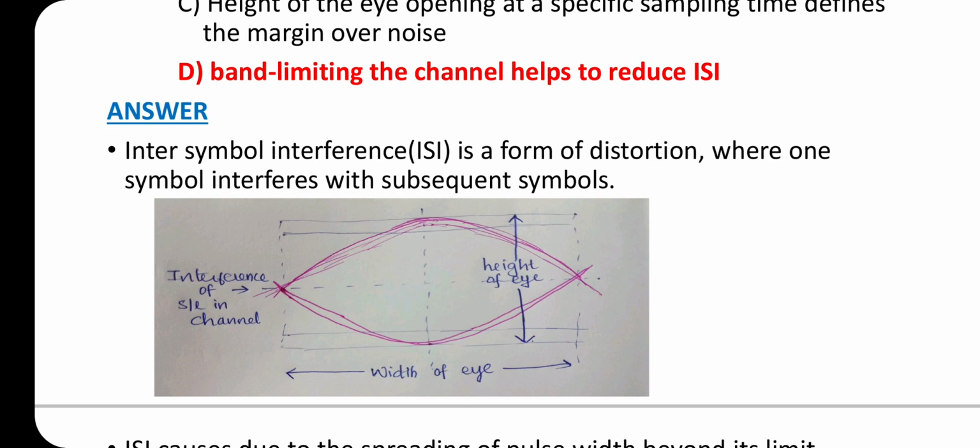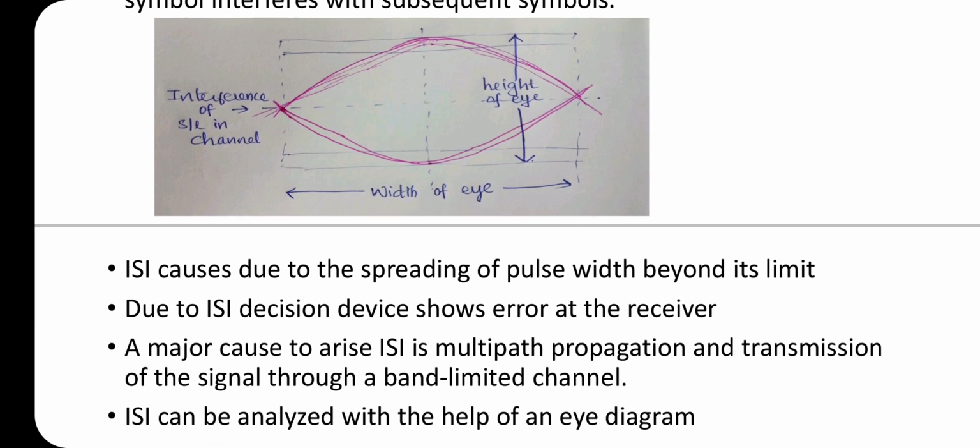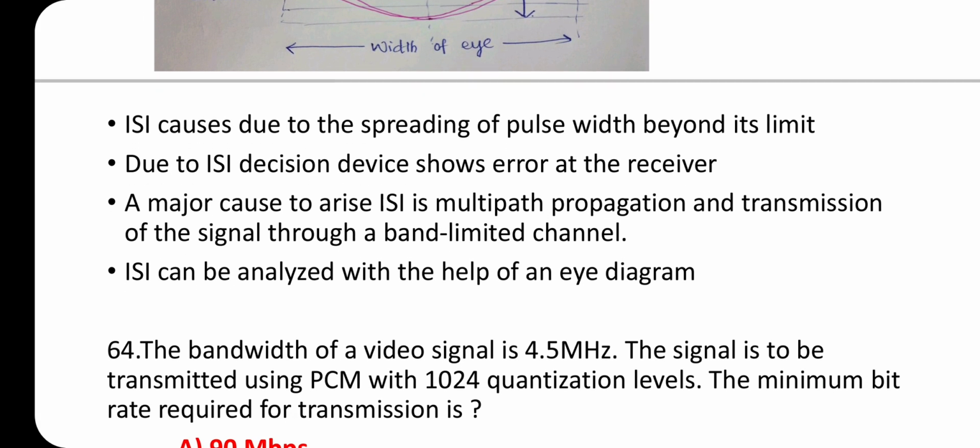Intersymbol interference is a form of distortion where one symbol interferes with the subsequent symbols. ISI is caused due to the spreading of pulse width beyond its limit. Due to ISI, the decision device shows error at the receiver. A major cause of ISI is multipath propagation and transmission of the signal through a band-limited channel. ISI can be analyzed with the help of an eye diagram.